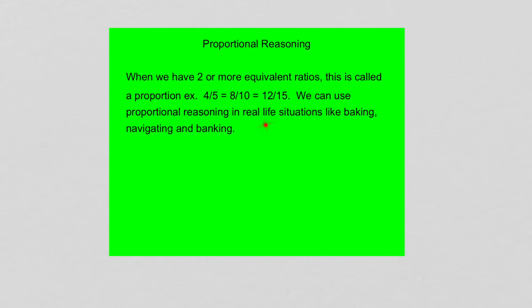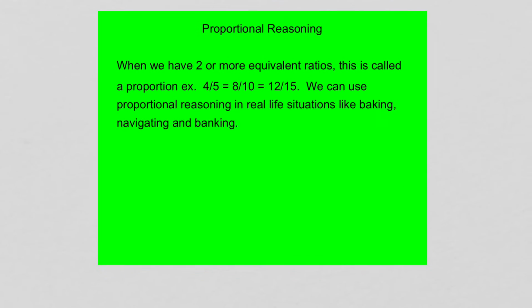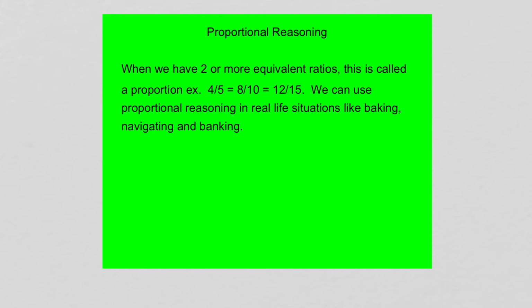We can use proportional reasoning in real-life situations like baking, where we have to increase or decrease the size of a recipe. Navigating, if we have to look at a map, the scale of a map will sometimes say 1 centimeter on the map is equal to 100 kilometers in real life. So we can use proportional reasoning in navigating. And in banking, when we're talking about exchange rates, comparing what the Canadian dollar is worth to the American dollar and so on. So those are some examples of proportional reasoning. Let's look at a couple of problems that involve baking and cooking.